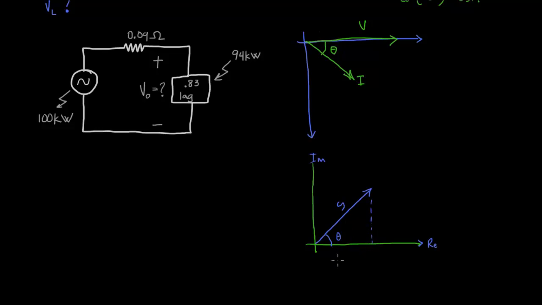I happen to know that the real portion of S is 94 kilowatts. And that gives me all the information I need to solve this entire triangle. It's not necessary in this equation, but I could give you Q. What I do need is S.